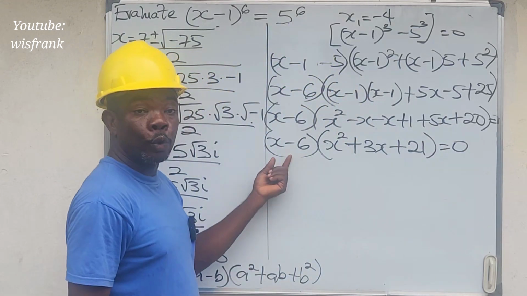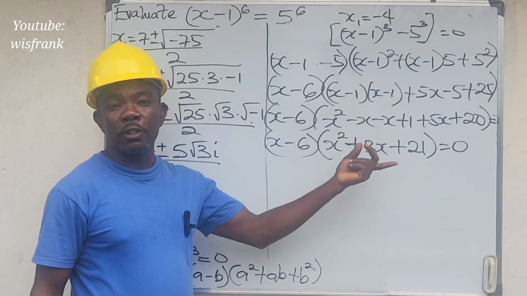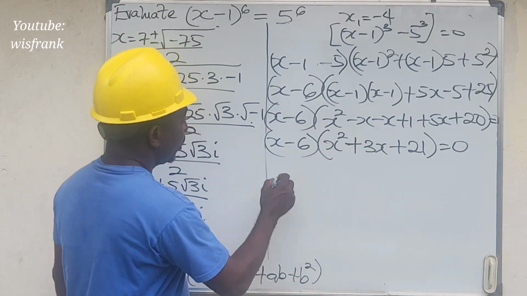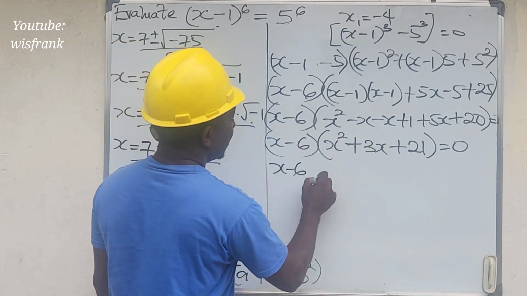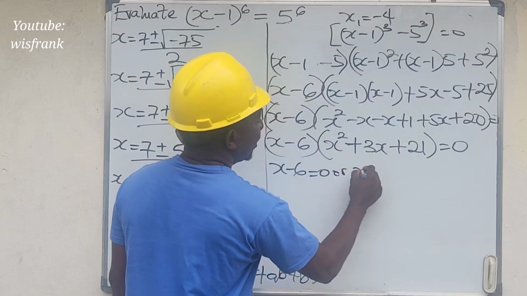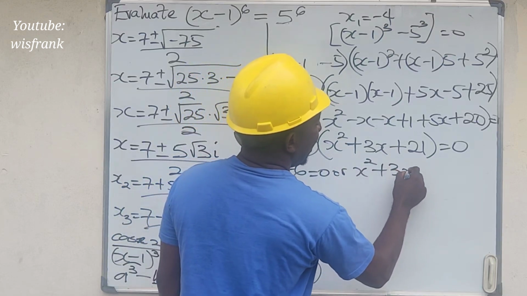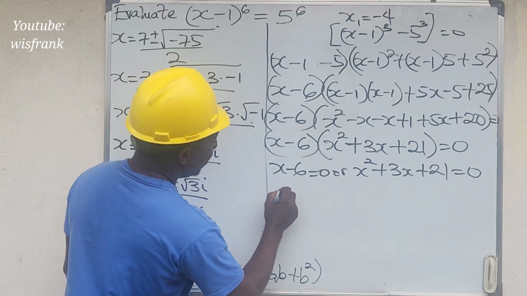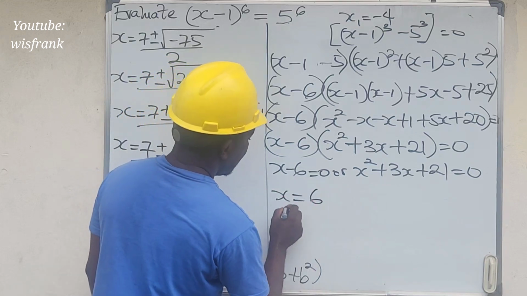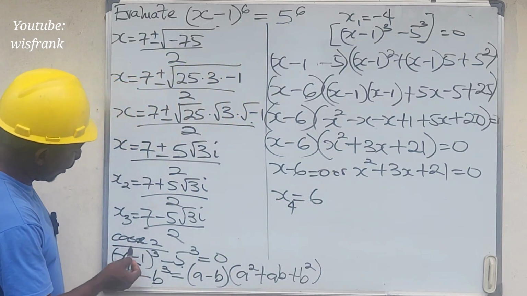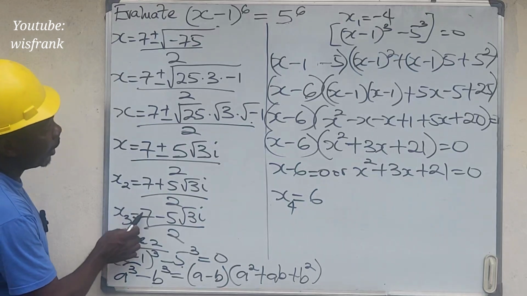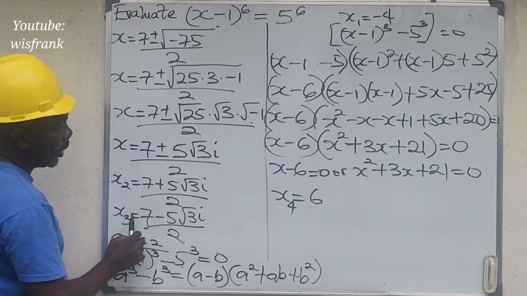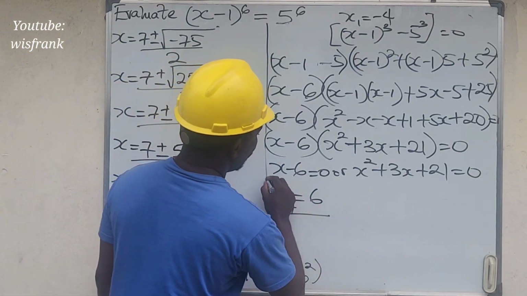So we have two parentheses here. It is either the first one equals 0 or the second one equals 0. So we take this one, x minus 6 equals 0, or we have x to the power of 2 plus 3x plus 21 equals 0. So here x equals 6, and this is x4 because we have x1, 2, and 3. That is x1, 2, and 3. So this is x4, which equals 6.